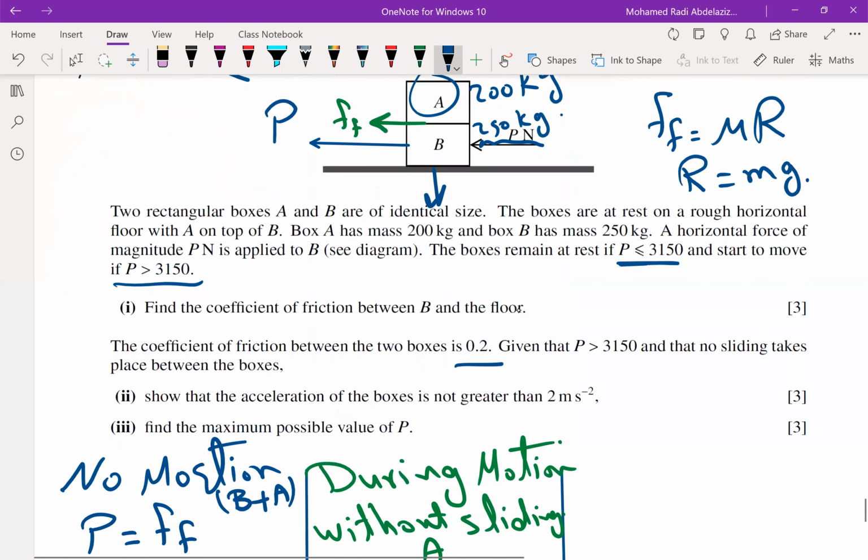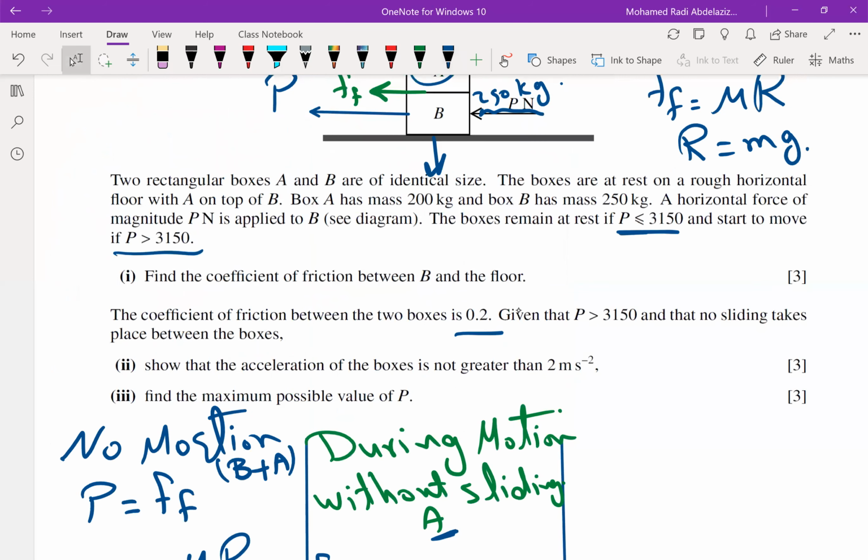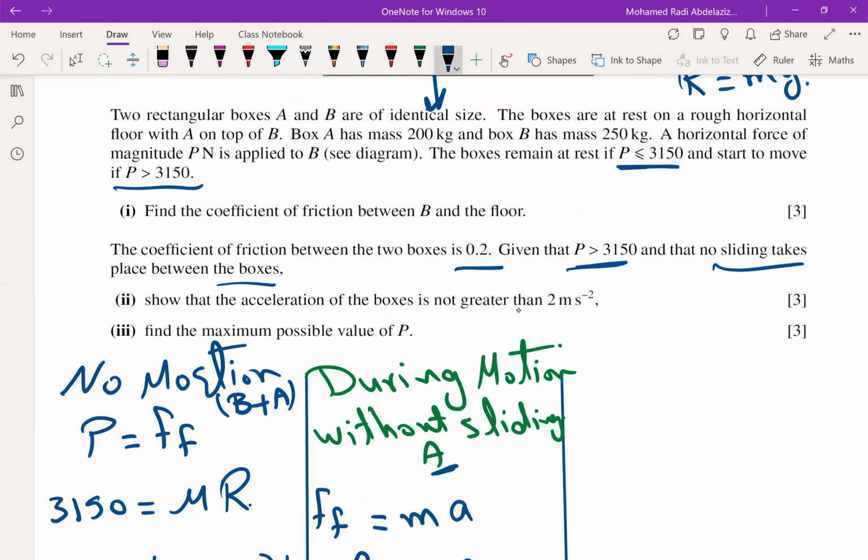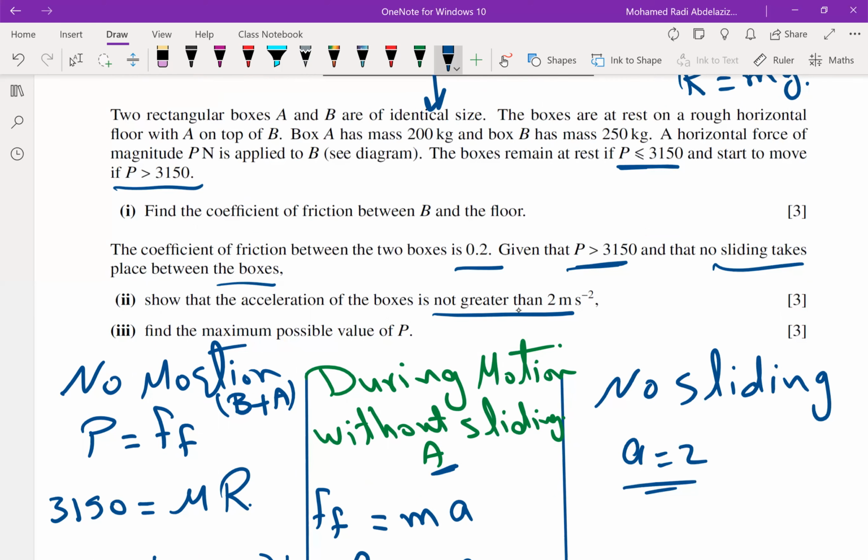It's given in part 2 that the coefficient of friction between the two boxes is 0.2. When P becomes more than 3150 and no sliding takes place between the boxes, show that the acceleration is not greater than 2. If you increase the value of P, the acceleration increases, but in this case the particle would slide. This is why it's written that no sliding takes place. This is the case of moving with a maximum acceleration of 2.